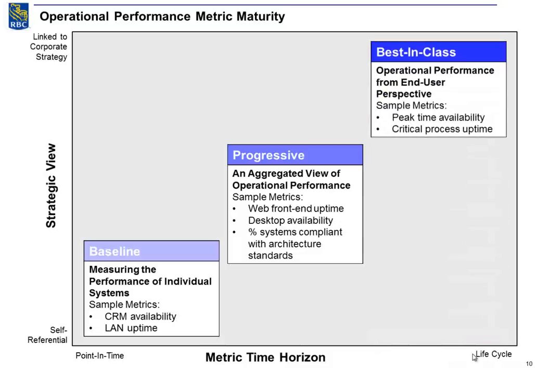And then finally, in the top right-hand corner, the best-in-class metrics, we're looking for metrics along the lines of availability of key systems at peak times, critical process uptime, and so forth, where we're identifying what are the critical processes, what are the critical times, and are we able, across the life cycle of that product, to have it available at the right time. And obviously we're trying to progress our metrics towards that top right-hand corner.